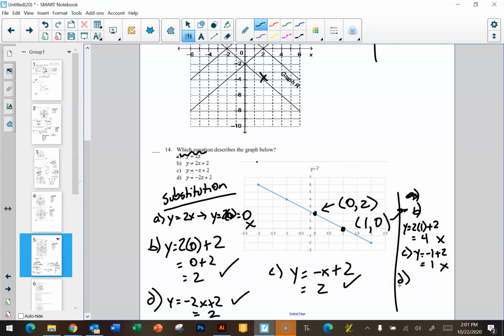So let's check D. We better hope it's D. So now we've got y equals negative 2 times 1 plus 2. So y equals negative 2 plus 2 equals 0. Did we get the right output? Yes. We input 1 for x, and we got 0 for y, so it has to be D.